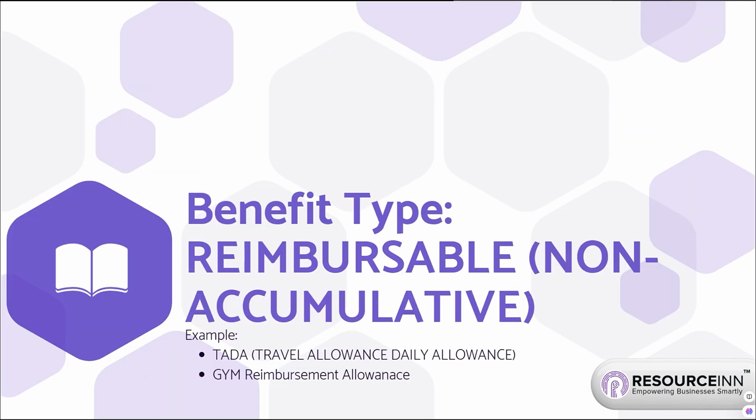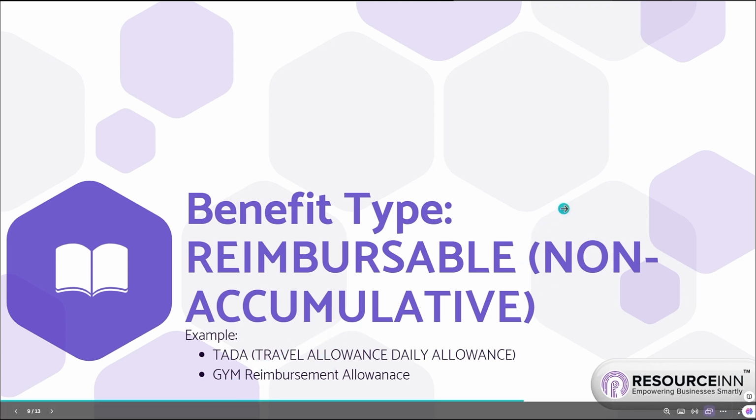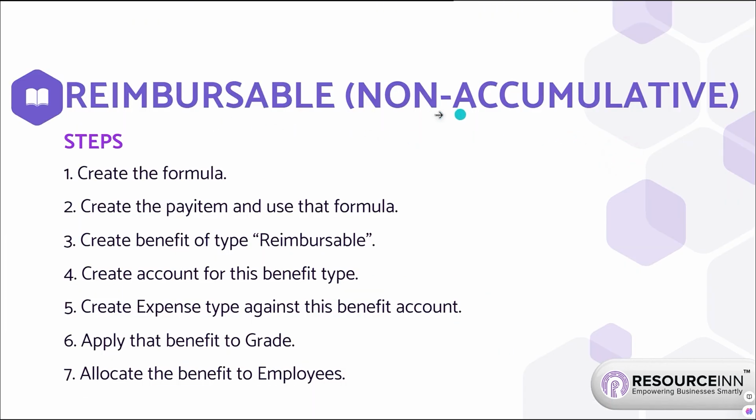So let's move to our next step, which is creating a reimbursable benefit that is non-accumulative. Examples include GYM or TADA. To create this type of benefit, we need to follow specific steps. We'll see an overview of the process for creating a reimbursable, non-accumulative benefit.